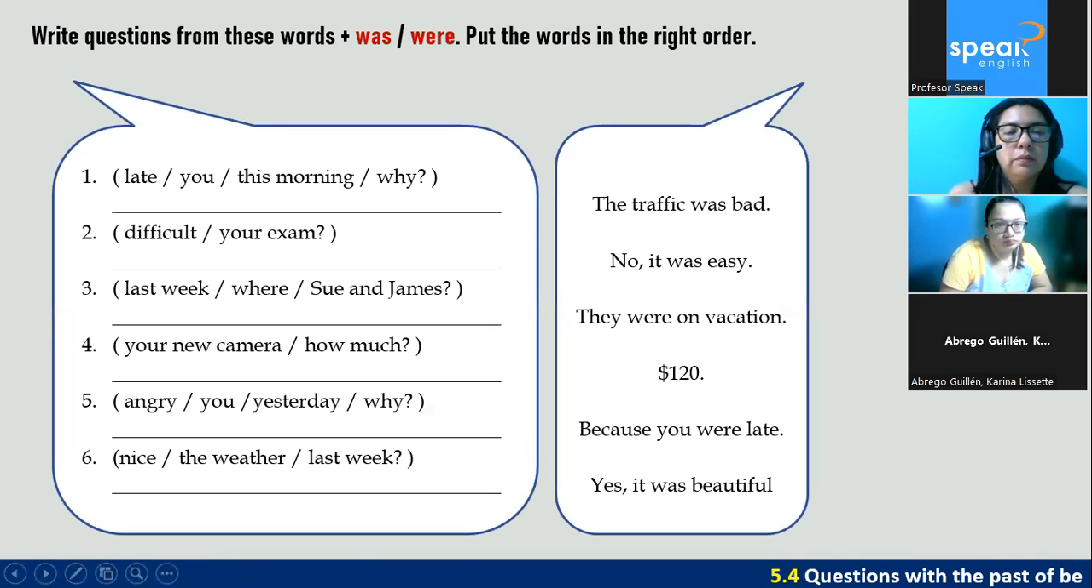Vaya, chicos. Now it's your turn for you to write down some questions, ¿ok? Here you have the answers. The traffic was bad. No, it was easy. They were on vacation. $120 because you were late. And yes, it was beautiful. Okay, let's go ahead and write questions from this word plus was and were. Put the words in the right order. Okay, please let me know through the chat when you have finished.